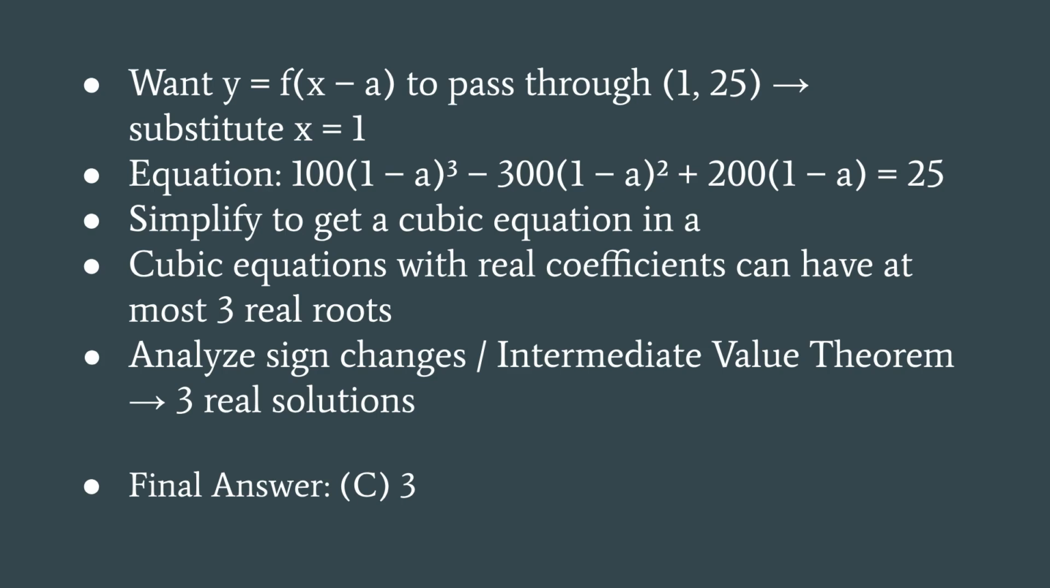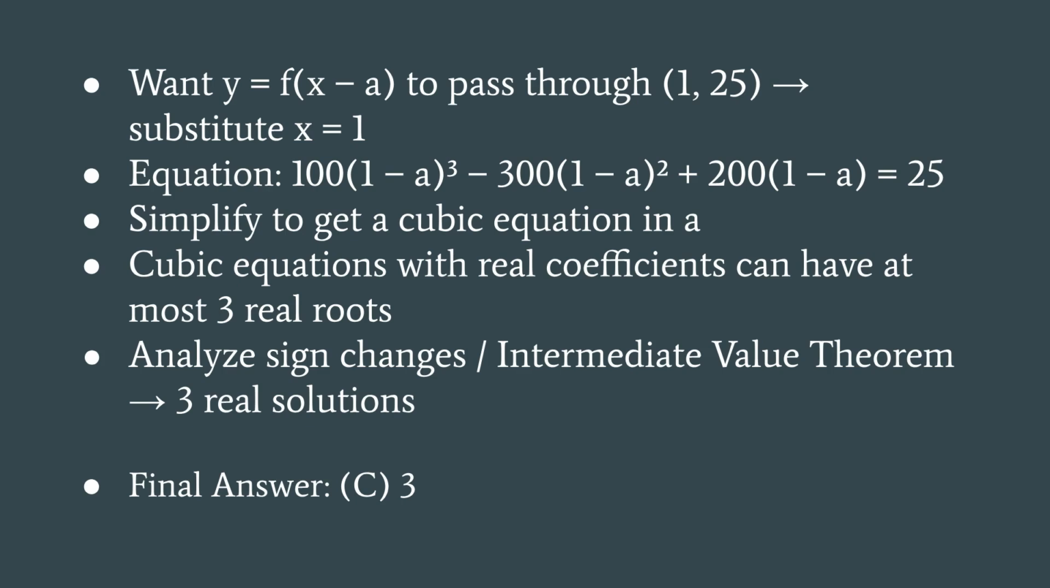We want the graph of y equals f(x minus a) to pass through the point (1, 25). This means we substitute x equals 1 into f(x minus a) and set it equal to 25. Substituting gives 100(1 minus a)^3 minus 300(1 minus a)^2 plus 200(1 minus a) equals 25.